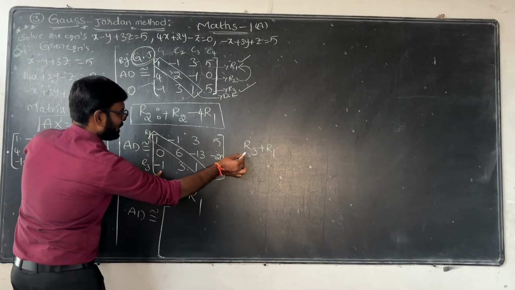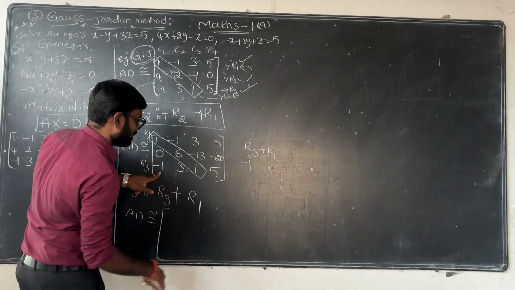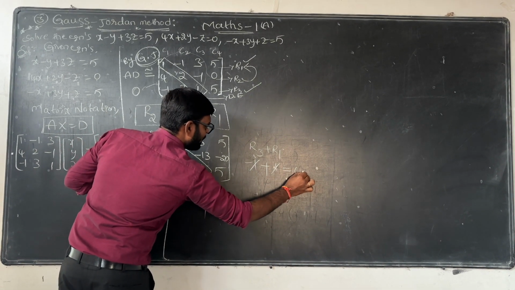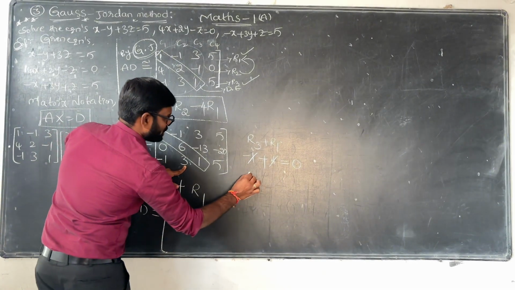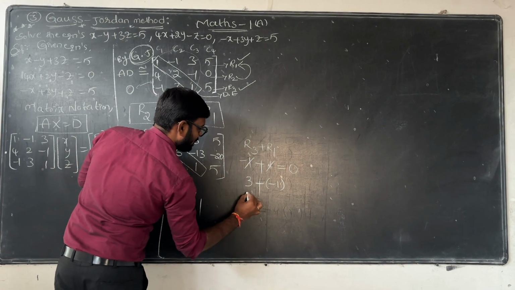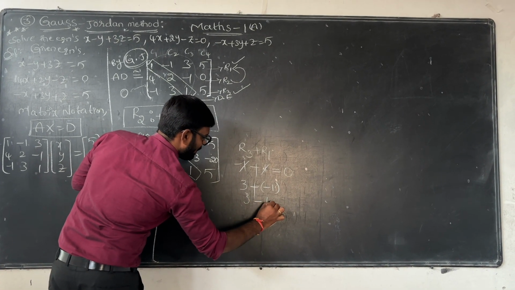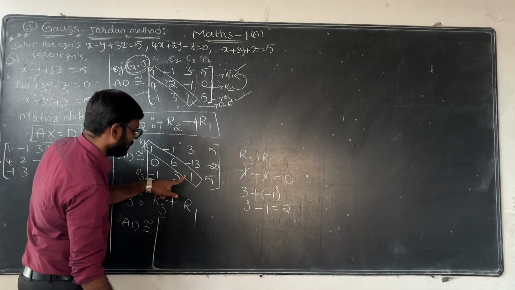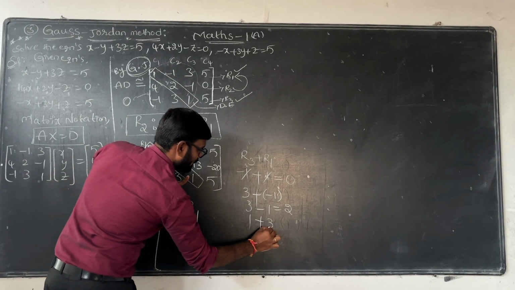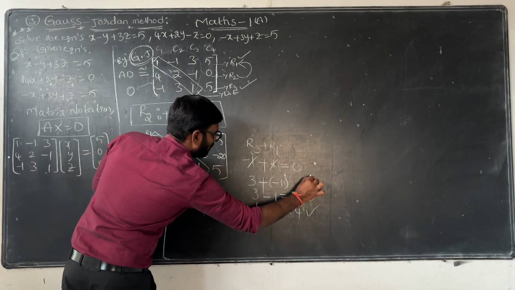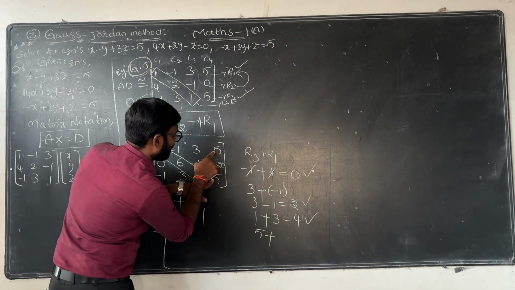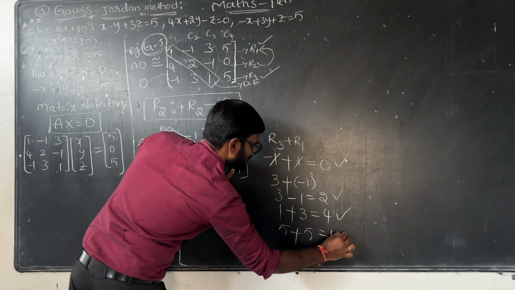Now apply. So what is the R3 element? Minus 1 plus, what is the R1 element? R3 3 plus, what is the R1 element? Minus 1. 3 plus into minus, minus 1. 3 minus 1 is equal to 2. Next R3 1 plus R1 element 3. 1 plus 3 is equal to 4. Next last element R3 5 plus, what is the R1 element? 5. 5 plus 5 is equal to 10.